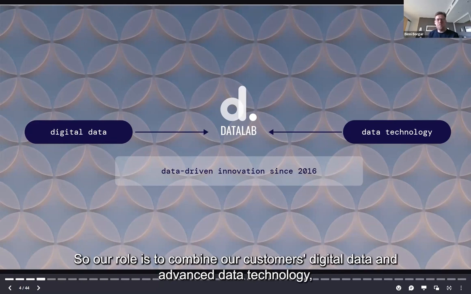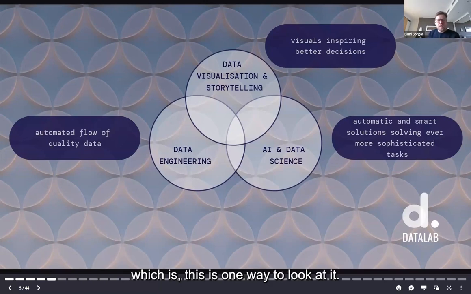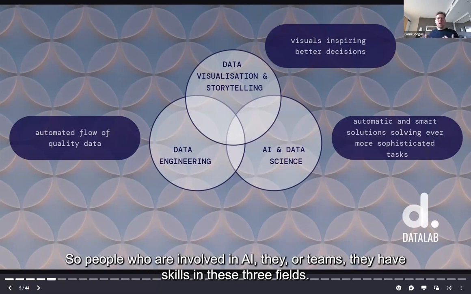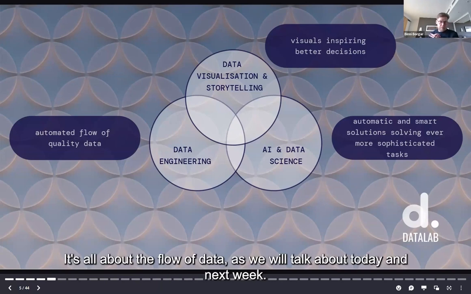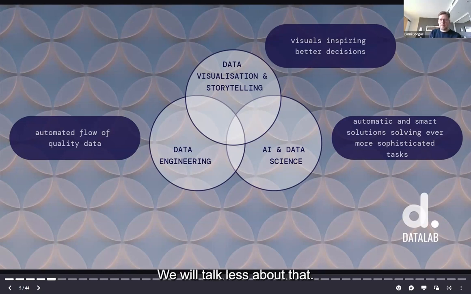Our role is to combine our customers' digital data and advanced data technology. It's comprised of 3 fields: data engineering, AI data science, and then visualization. So people who are involved in AI, or teams, have skills in these 3 fields. It's all about the flow of data, as we will talk about today and next week. And it's about AI, data science, so that's algorithms. We will talk a little bit about that, and of course, visualization and storytelling. We will talk less about that.